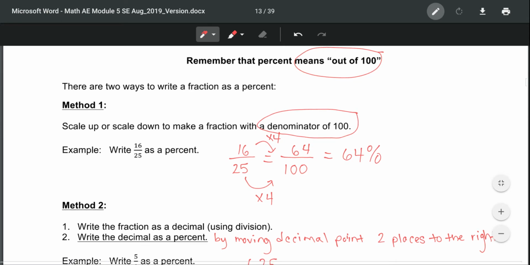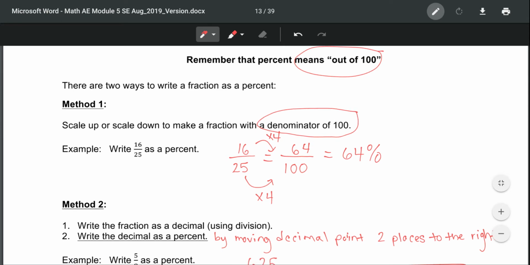So there are several methods to convert a fraction into a percent. Method 1 is to scale up or scale down to make the fraction with a denominator of 100. So for example, if you have 16/25, you can make this fraction out of 100. So to do that, since 25 times 4 is 100, then you would multiply the numerator by 4 as well. So 16 times 4 is 64. So as a percent, 16 out of 25 would be 64%.